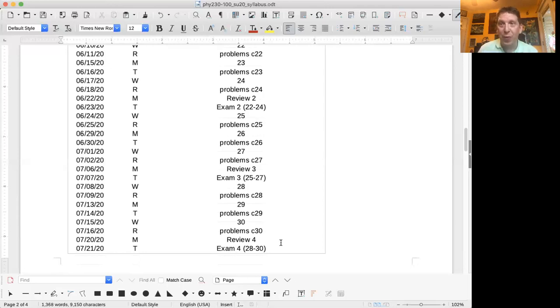We're all hoping for that, me included. I will not promise that, however, but I'm hopeful and somewhat optimistic that that's what's going to be the case. So that's where we are for the semester, the general schedule.